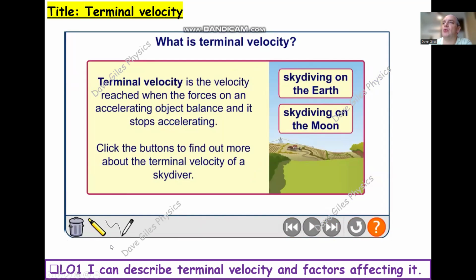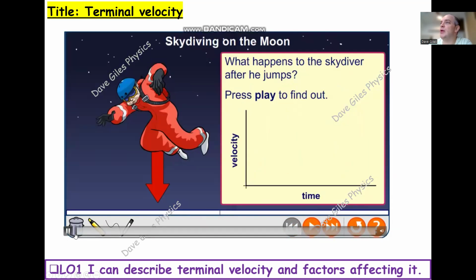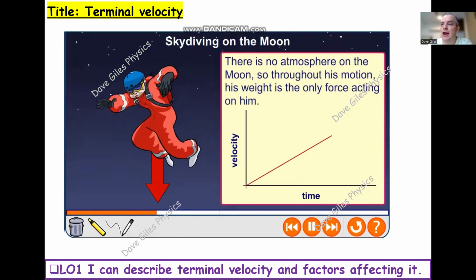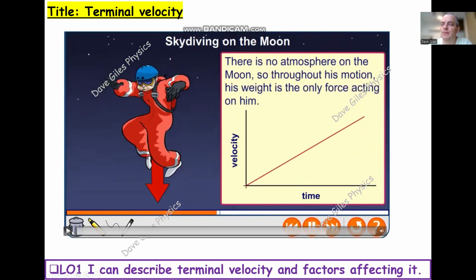Next up, we'll have a look at what happens if he was to do it on the moon. Well, on the moon, it's a little bit simpler. There's no air. So the acceleration is less on the moon. Acceleration due to gravity on the moon is about 1.6 meters per second squared, or we'll say roughly 1/6 of the value of it on Earth.